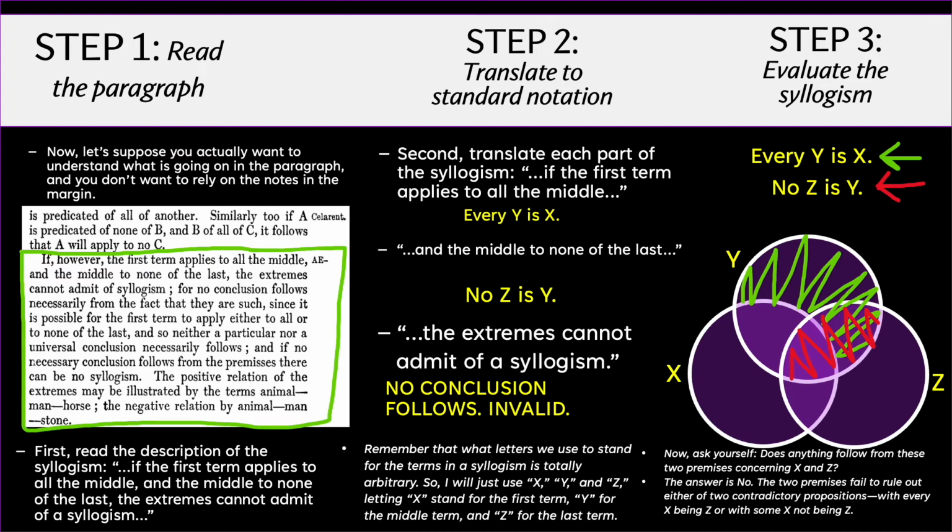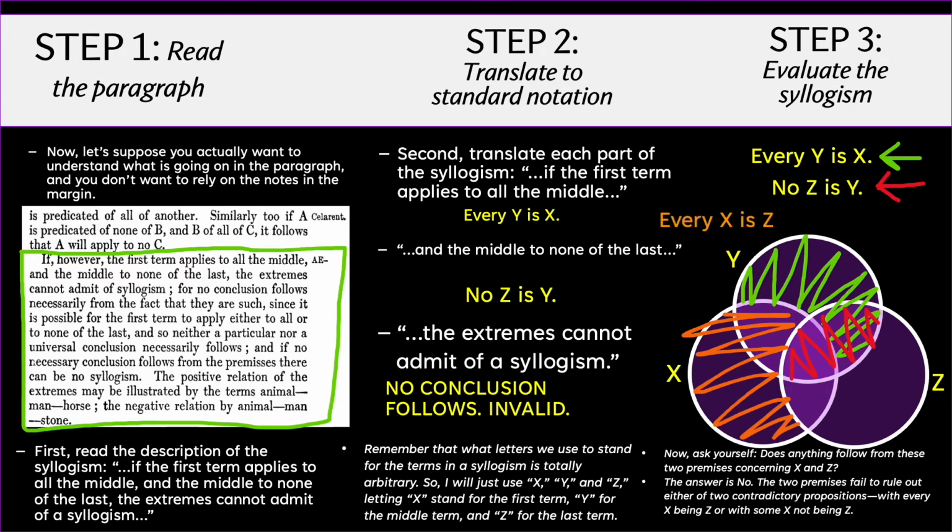Now, how do we know that that's the case? The reason we know that's the case is because the two premises fail to rule out either of two contradictory propositions concerning x and z. We could either say every x is z, or we could say some x is not z, and both of these are consistent with the two premises. Let's see how that is.